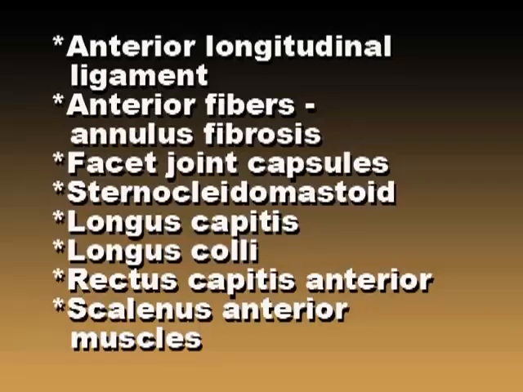The end of cervical extension range of motion occurs when resistance is felt and additional motion causes the trunk to extend. Assess the end feel, which is firm because of passive tension of the anterior longitudinal ligament, anterior fibers of the annulus fibrosus and the facet joint capsules, also because of the sternocleidomastoid, longus capitis, longus colli, rectus capitis anterior, and scalenus anterior muscles. Extremes of extension may be limited by contact between the spinous processes.